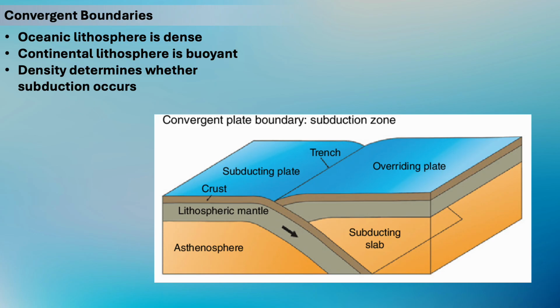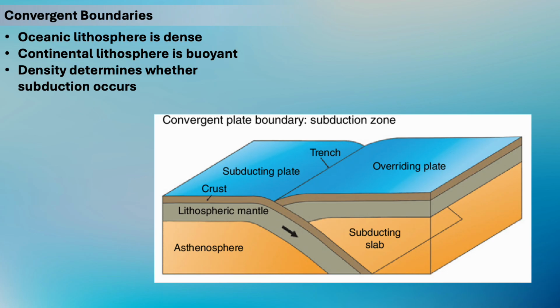When two oceanic plates converge, the older, colder, and denser plate sinks beneath the younger plate. This process forms a deep-sea trench and leads to the development of a volcanic island arc above the subducting plate. This type of convergence commonly occurs in the open ocean.